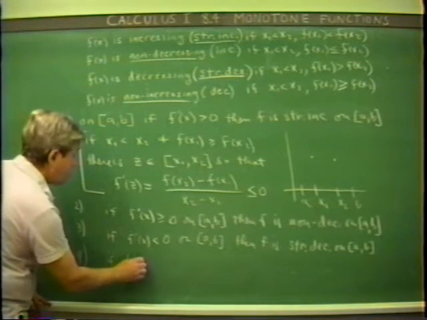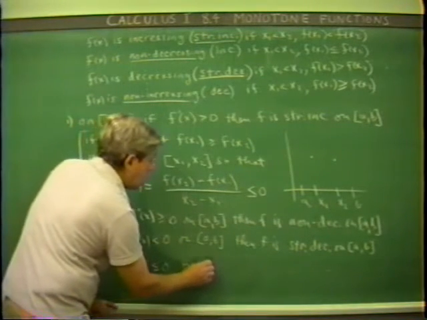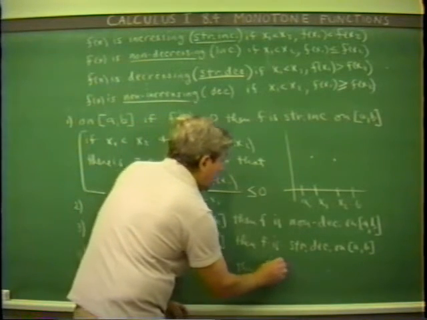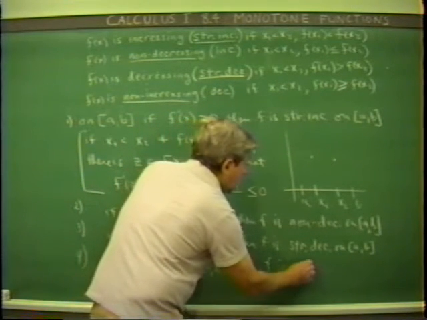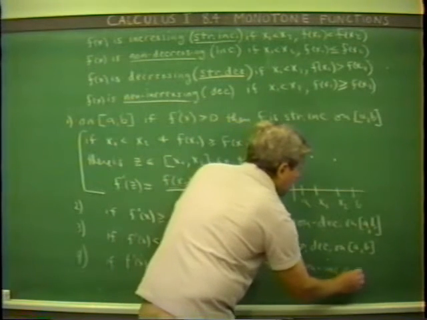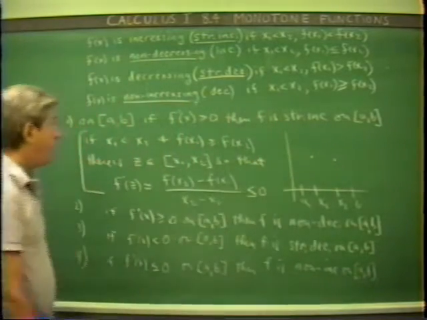And fourthly here, if f prime of x is less than or equal to 0 on AB, then f is non-increasing on the interval AB.